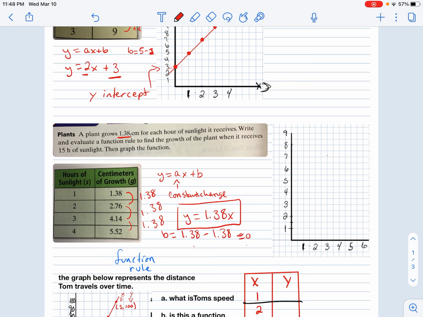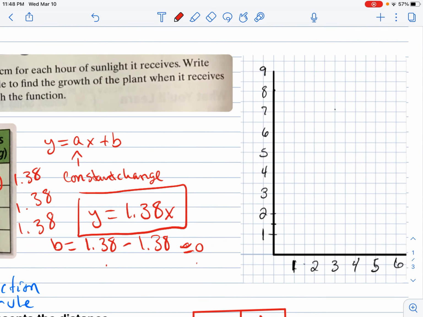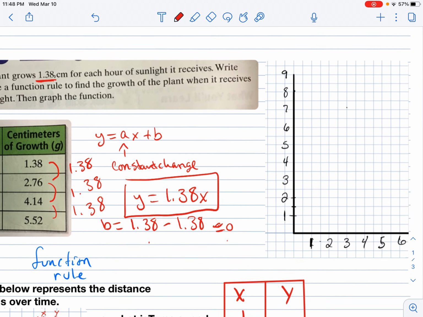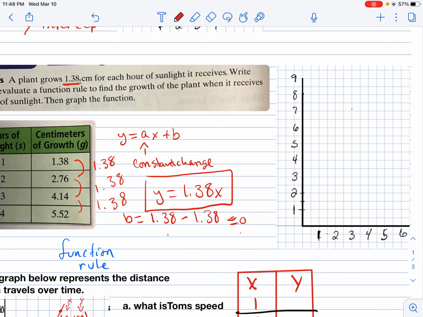Okay. Once again, to graph it, you could note that every time you go over 1, you go up 1.38. And on here, you're just going to have to kind of estimate where that value is. Zoom in a little bit. Now this here, our b is 0. That means it's going to cross the y-axis at 0, which means it's going to pass through the origin right here. Okay, so we can start there with that point.